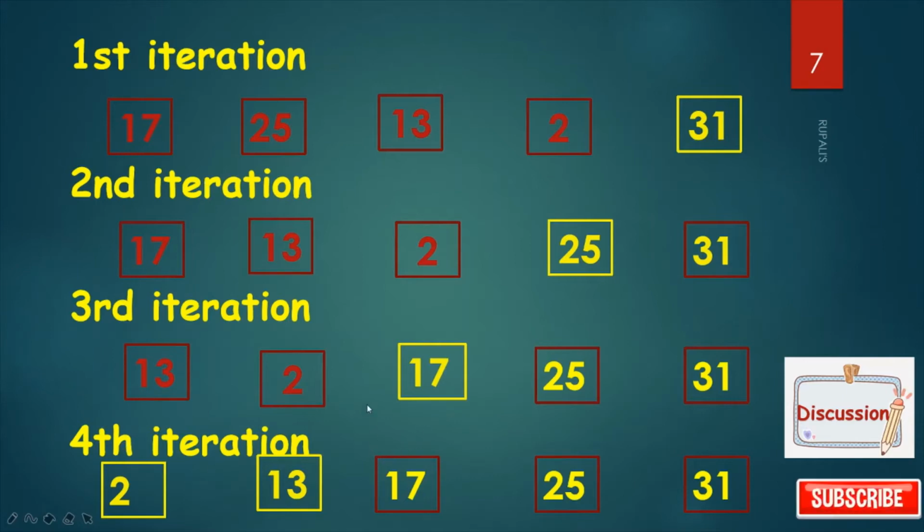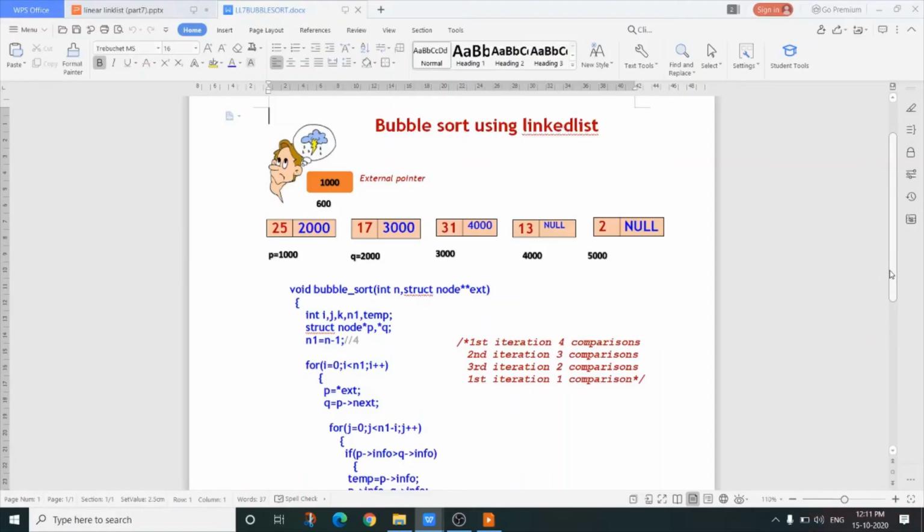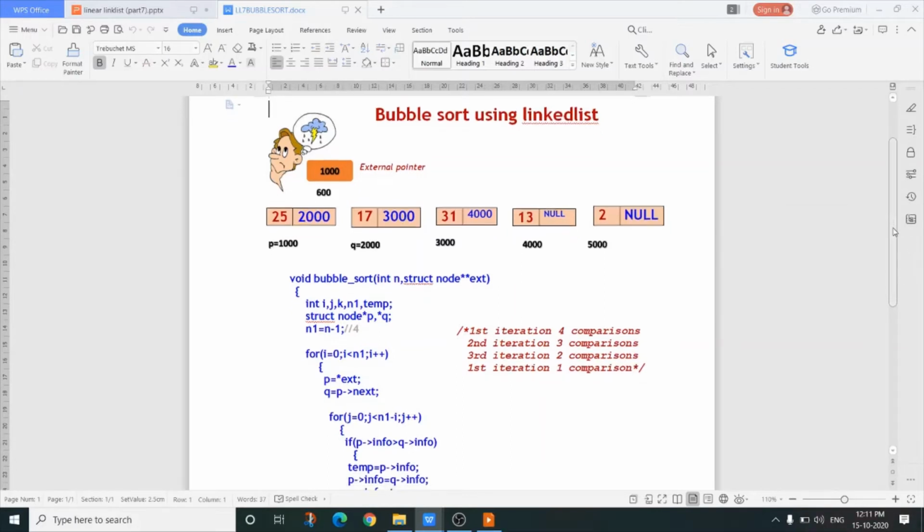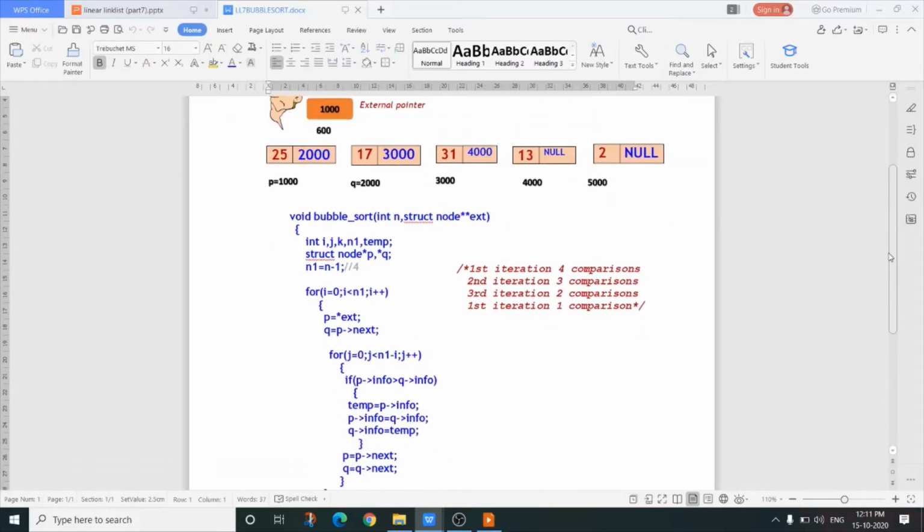So, how can we write the code? How can we write the function? So, see the discussion. Bubble sort using linked list. This is our linked list and it is not sorted. I want to sort it using bubble sort. So, here I have to pass the address of the external pointer, that is this 600. And n, what is n?